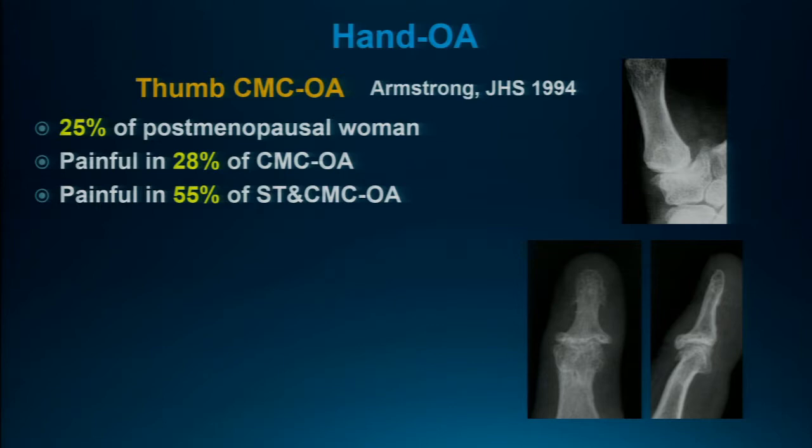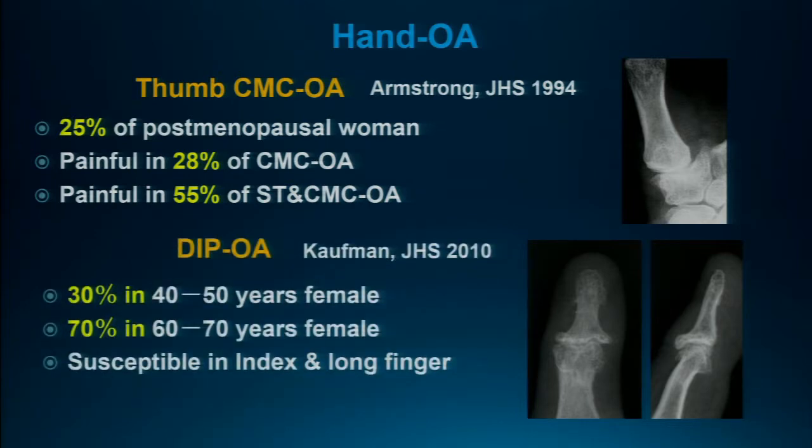And I'd like to talk about the hand OA. There is a very common OA in the hand. The first is shown in the CMC-OA, and it is very common in postmenopausal women. A quarter of women in the postmenopausal state have OA at this site, and the painful condition is about 30%.